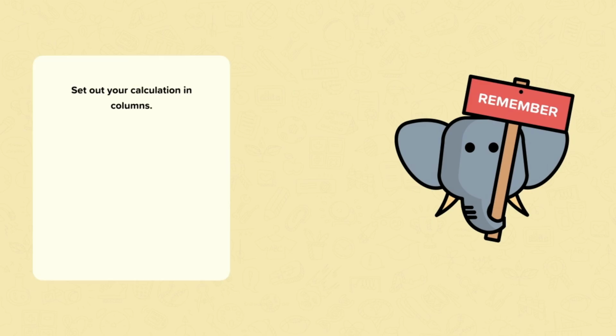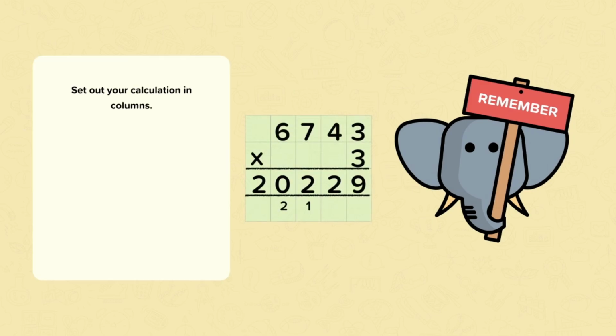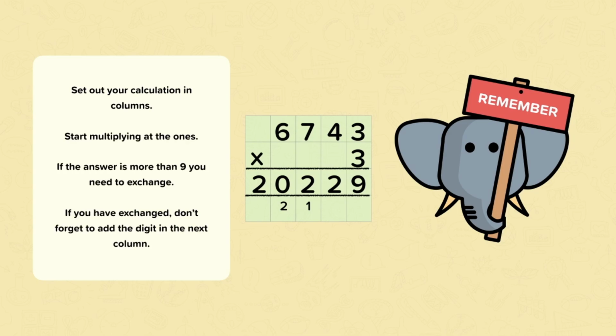So remember, when you're multiplying using the written method, set out your calculation in columns, start multiplying at the ones. If the answer is more than 9, you'll need to exchange. And if you have exchanged, don't forget to add the digit in the next column.